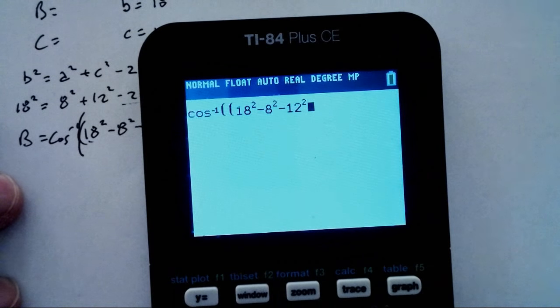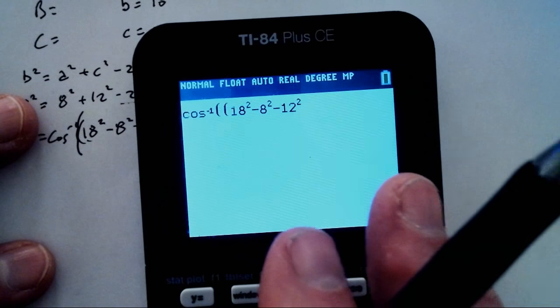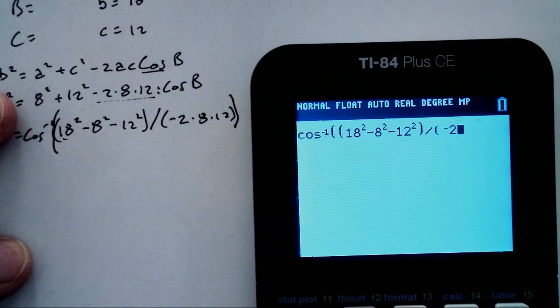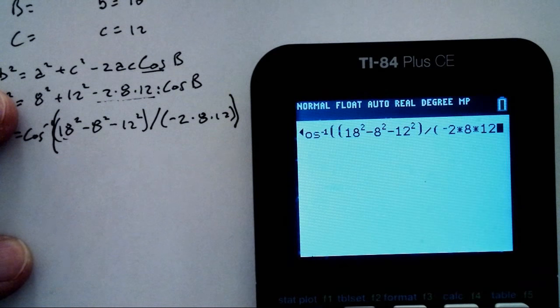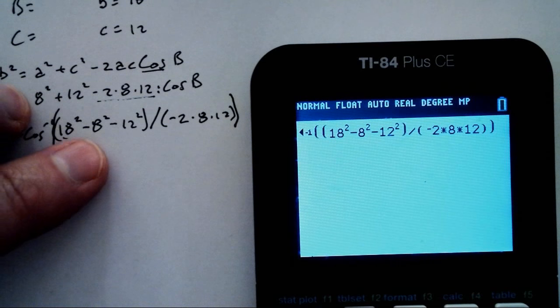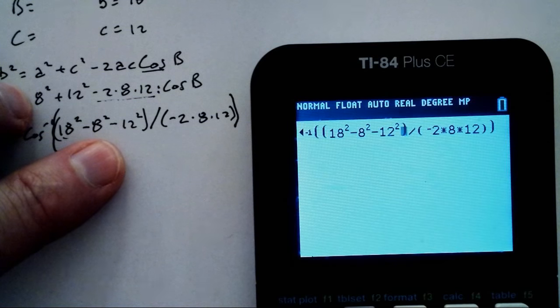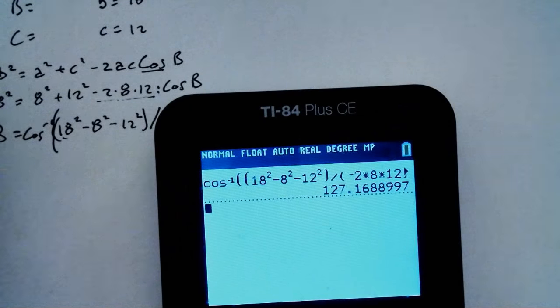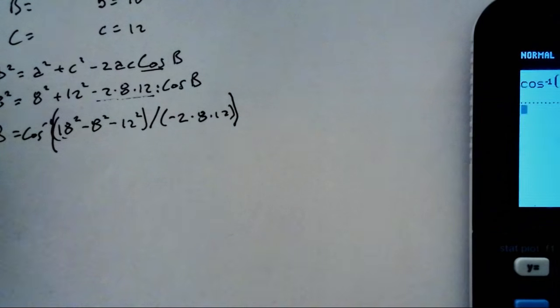And you can set your calculator up so it enters this as a fraction, where we'd actually put one on top of the other, but not all of our calculators do that, so I'm going to go through this method. Divided by all of negative 2 times 8 times 12. I didn't hit 8. Negative 2 times 8 times 12. And then we're going to double check things. Cosine inverse of 18 squared minus 8 squared minus 12 squared divided by negative 2 times 8 times 12. We're in degrees. Enter. And angle B, I'm going to call it 127.2 degrees.